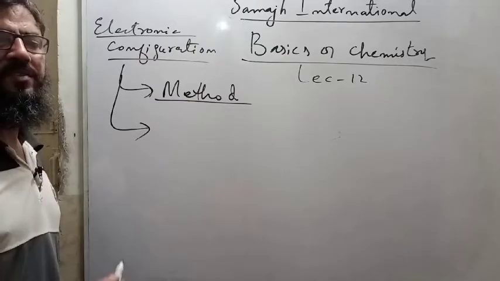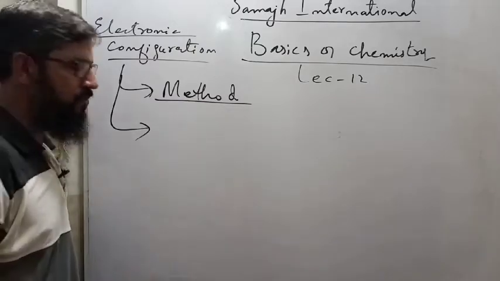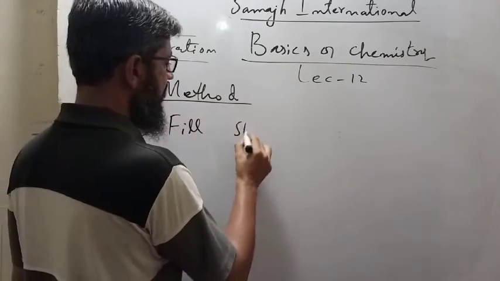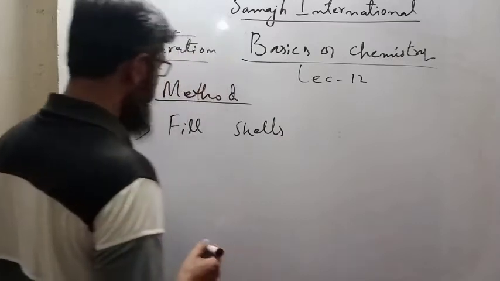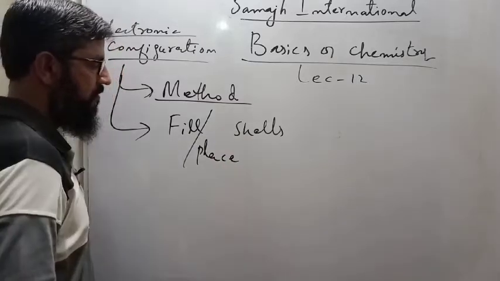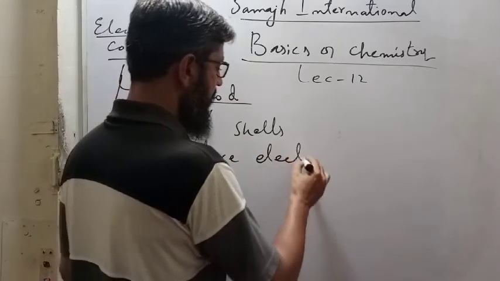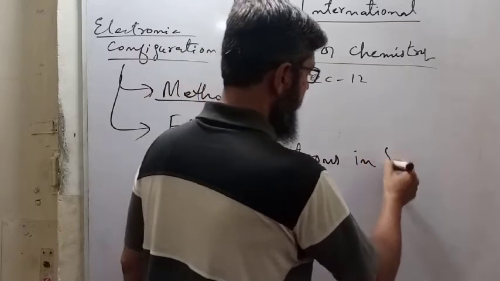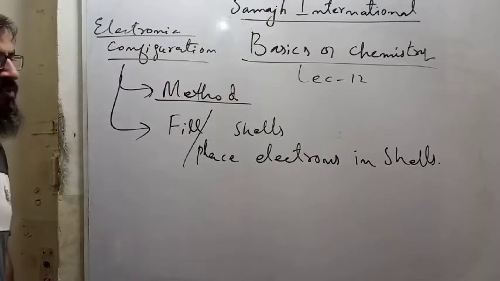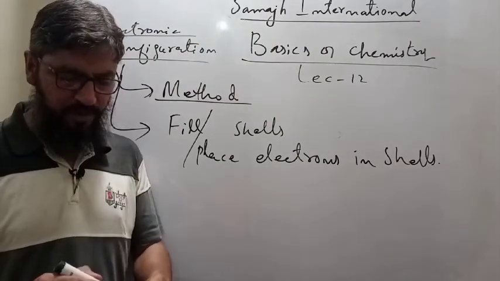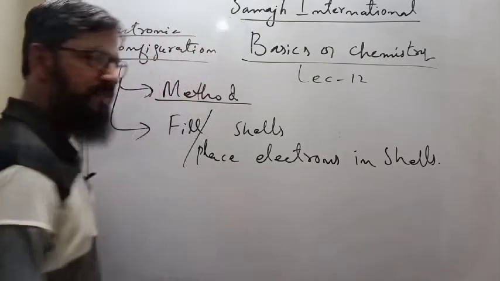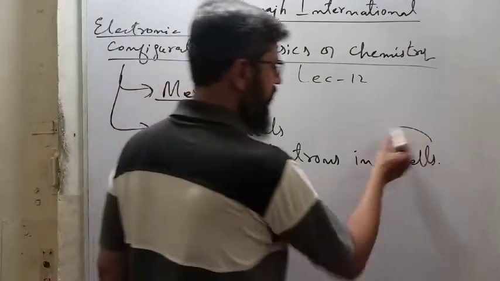But in which sense? With the help of this method, what do we do? We fill shells, or you can say place electrons in shells. Electronic configuration is the method, and by using this method, you can place electrons in shells. So it's not a difficult thing. First of all, you need to know what these shells are.